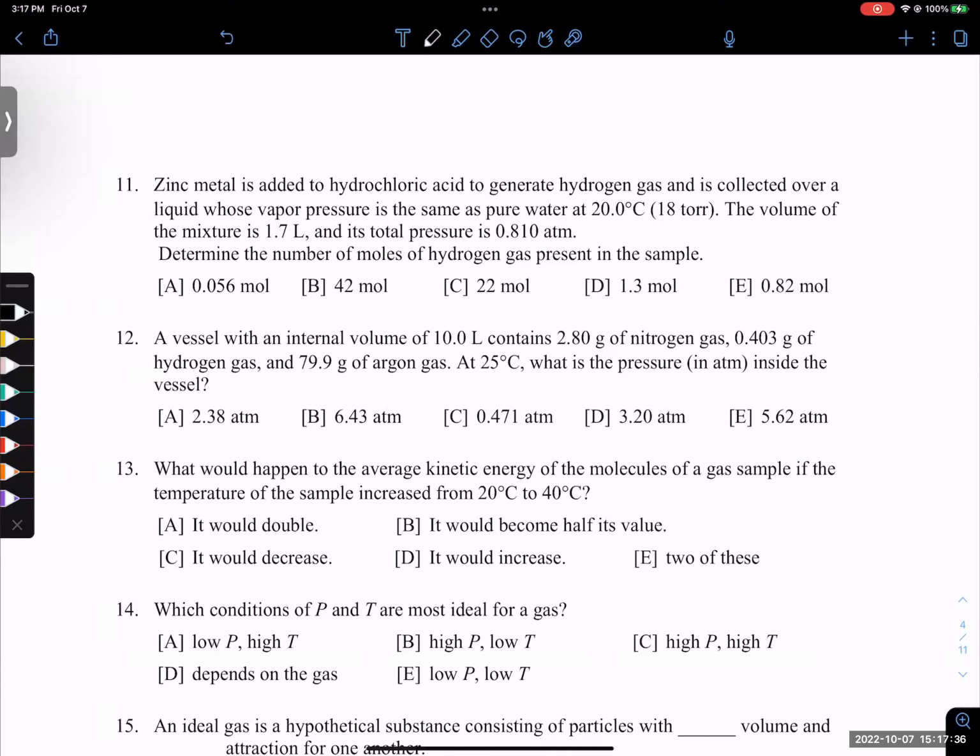Give me a random number. Seven. Of the numbers... let's do 13. Okay, this is average kinetic energy? What would happen to the average kinetic energy of the molecules of a gas sample if the temperature of a sample increased from 20 degrees Celsius to 40 degrees Celsius?